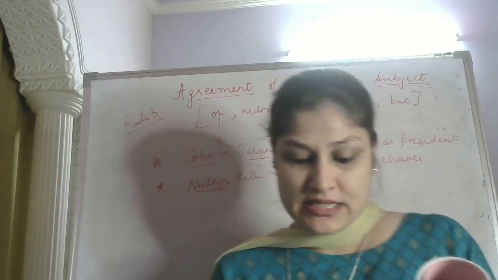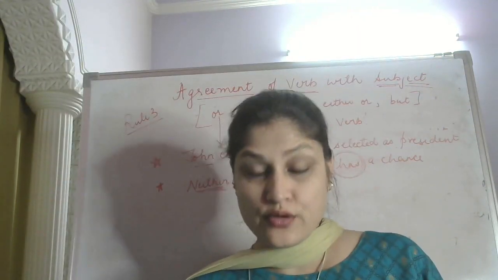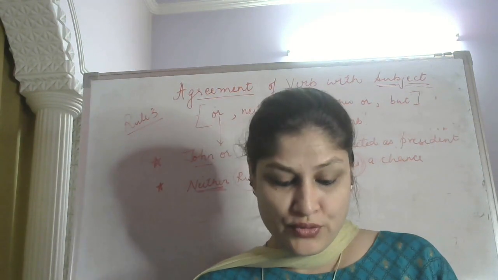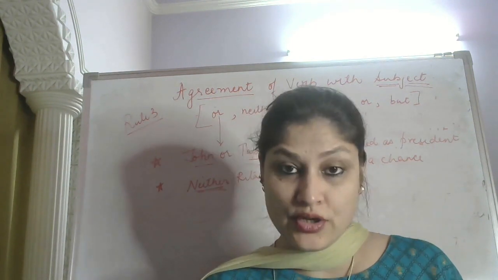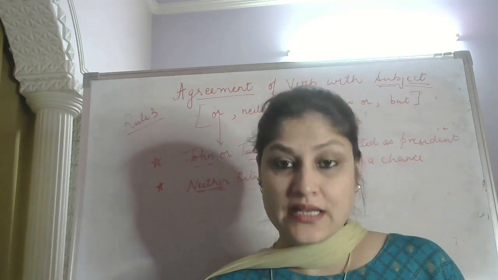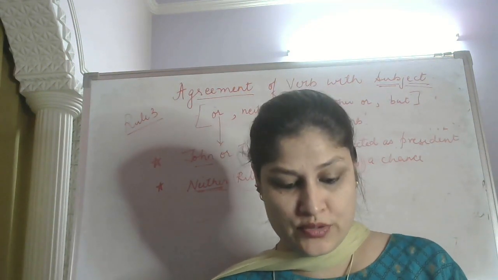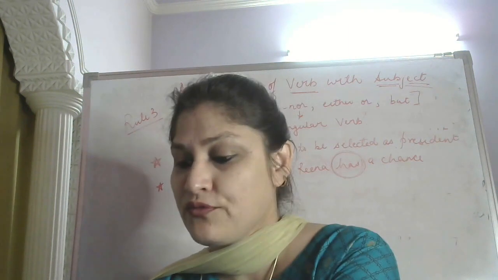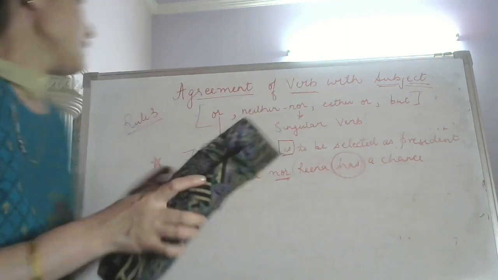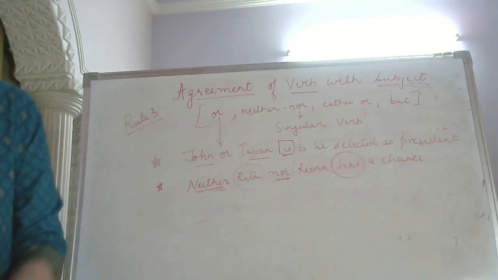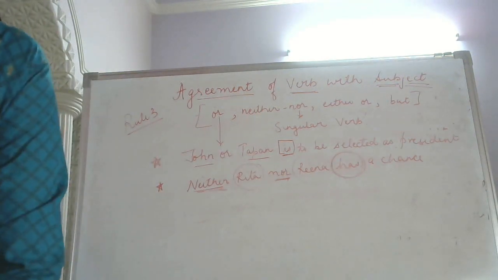Now let's continue. There's a note given after that. When the subjects connected by or, nor are of different numbers, the verb should be plural and the plural subject should be placed near the verb. This is again an exception and a very important one. I'll explain it. Give me a minute. Okay, you know this one. I'll do it here itself. Otherwise you'll get confused.